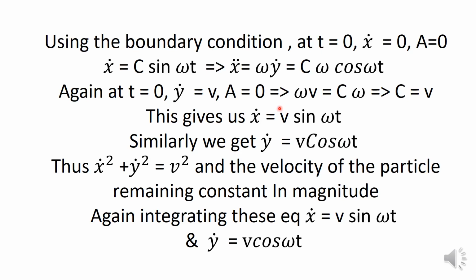Thus we have the two solutions, x dot is equal to v sin omega t and y dot is equal to v cos omega t. And if we take the sum of squares of these two equations, we find x dot square plus y dot square is equal to v square, and from this we say the velocity of the particle remains constant in magnitude.